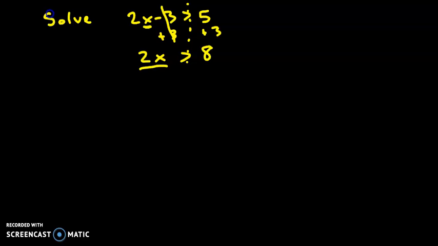Last step that we will usually see is dividing. x is greater than 4. Okay, if that was an equation, then our answer would be x equals 4. So all the same steps as if it were an equation. All right, so that's a one-step inequality.